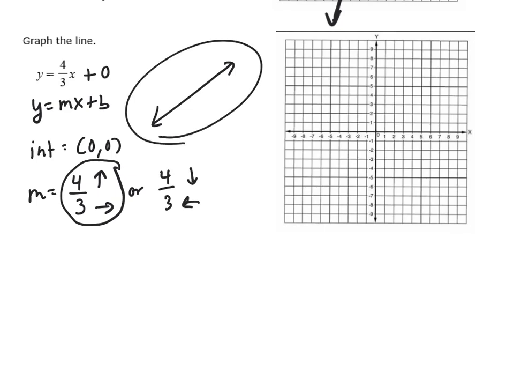All right, so we're going to start here at 0, 0. We're going to go up 4, 1, 2, 3, 4, and over 3, 1, 2, 3. Same thing here. We'll go down 4, 1, 2, 3, 4, over 1, 2, 3. That just keeps us going in the right direction. And Alex will allow you to have a nice straight line to use.